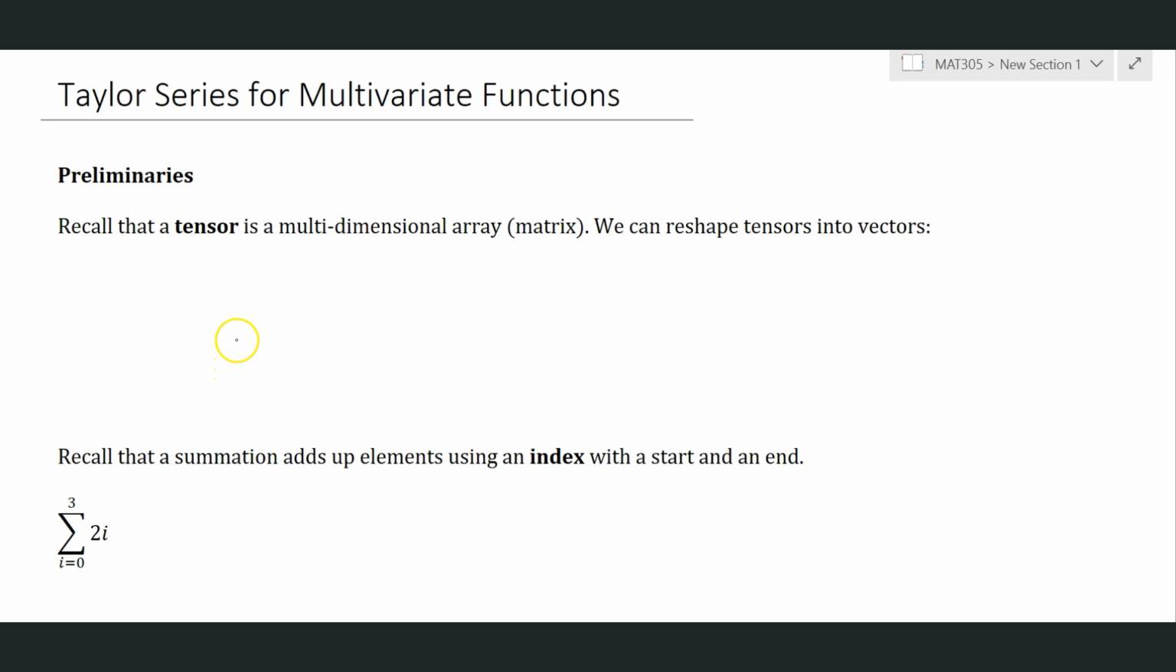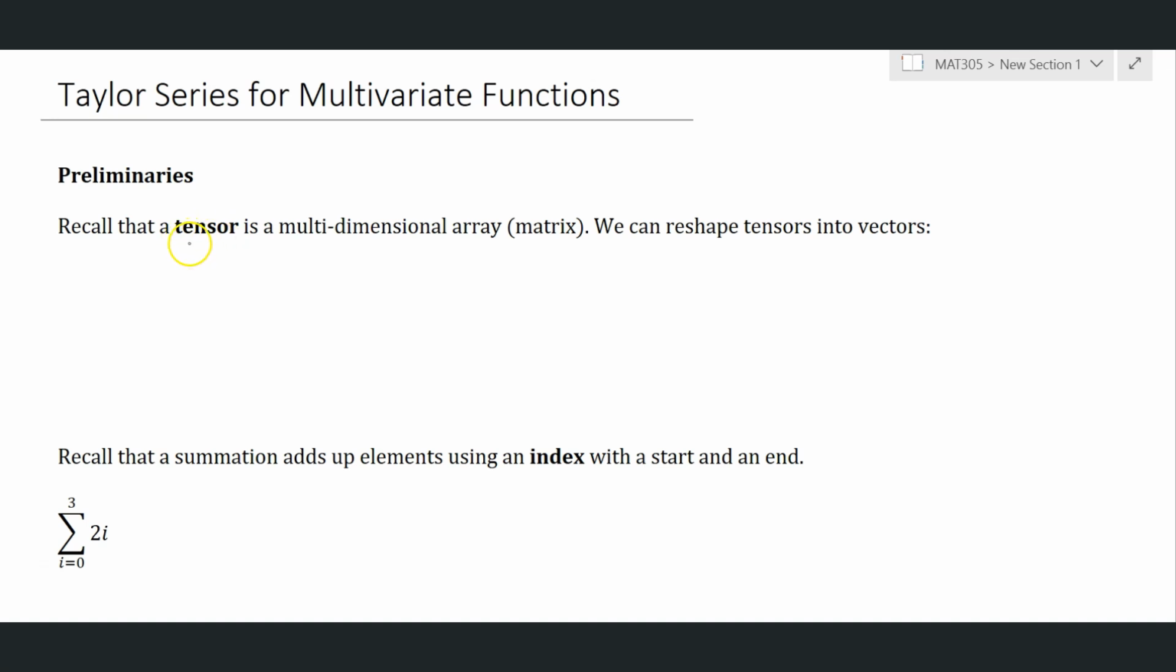Before we get into the specifics of the Taylor series approximation for multivariate functions, I want to take a look at a couple of preliminary ideas that to some extent may feel like review, but when we get into it, there's just some notation that I think is best to have ironed out ahead of time.